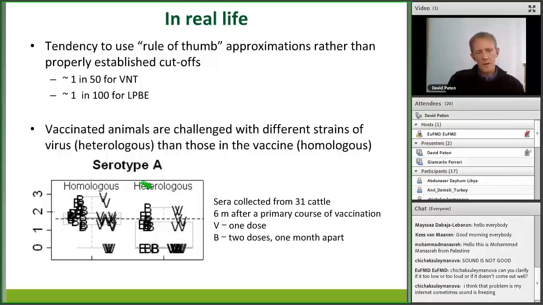But if you look at a heterologous virus in the test, which is similar to what is likely to be the virus that will be the challenge virus in the environment, then the situation is much different.